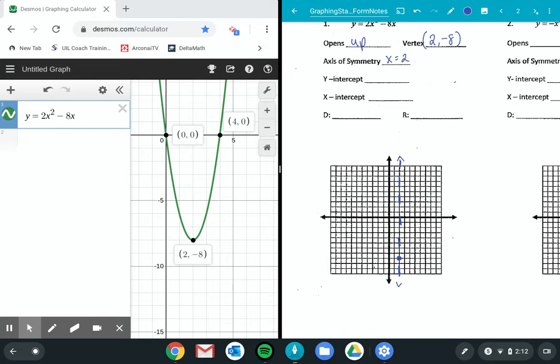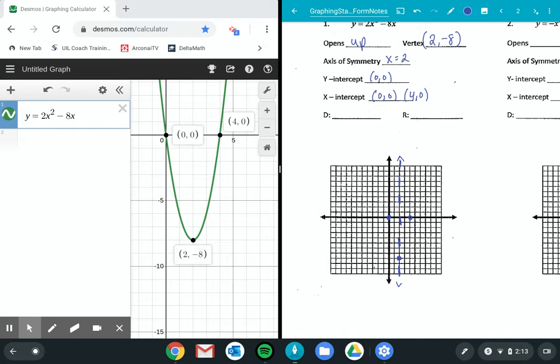So y-intercept, looking at my graph, what's the y-intercept here on my Desmos? Hopefully your answer is 0, 0. That's where this graph is crossing, also known as the origin. What's nice about the origin is it's not only just the y-intercept, but it's also an x-intercept at this point. Now I do also have another x-intercept, which is 4, 0, which is highlighted on my Desmos as well. So I'm going to plot those points.